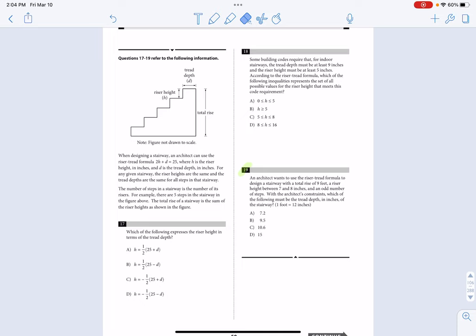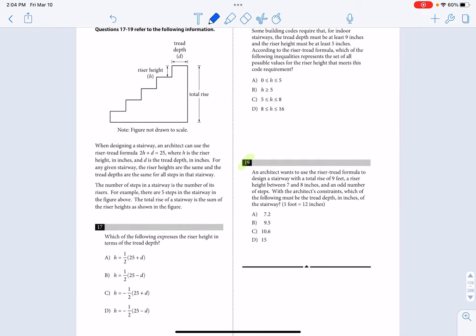So when designing a stairwell, an architect can use the riser tread formula 2h plus d equals 25, and they give you an expression here. Which of the following expresses the riser height, which will be h, in terms of the tread depth, which is d? H in terms of d, that's what they're asking. And they gave you the equation 2h plus d equals 25.